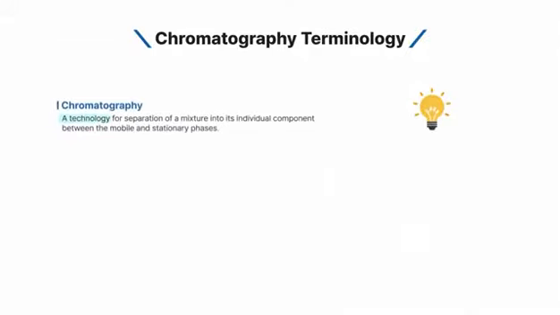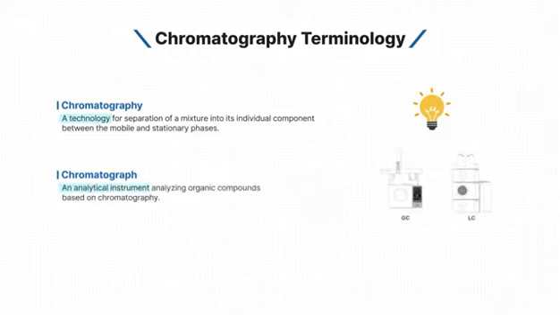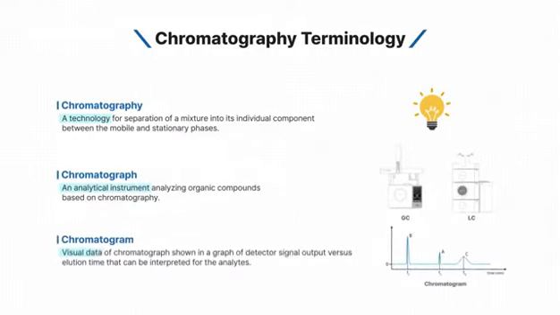What's the difference among chromatography, chromatograph, and chromatogram? Chromatography is a technology for the separation of a mixture into its individual component between the mobile and stationary phases. Chromatograph is an analytical instrument analyzing organic compounds based on chromatography. Chromatogram is visual data of chromatograph shown in a graph of detector signal output versus elution time that can be interpreted for the analytes.